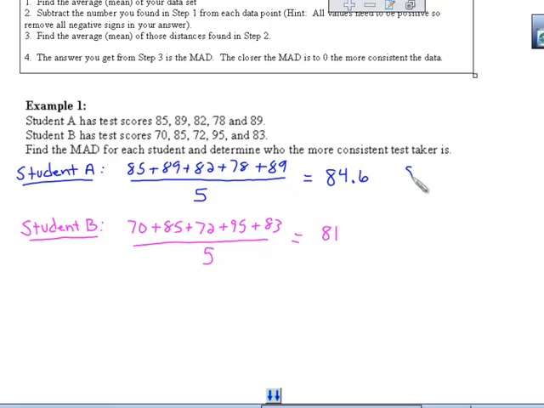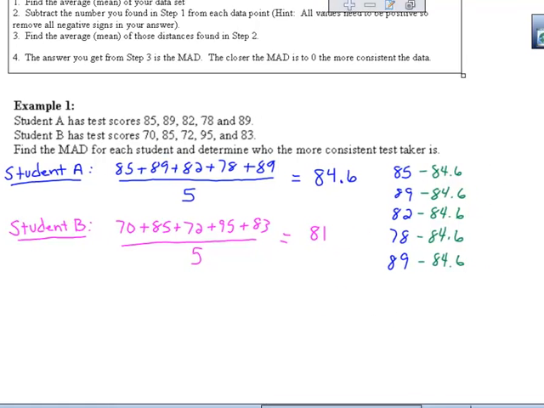So I'm going to list 85, 89, 82, 78, 89. What I'm going to do is subtract all of those from 84.6. 84.6, 84.6, 84.6, 84.6. Okay? So that step is not very difficult to do.